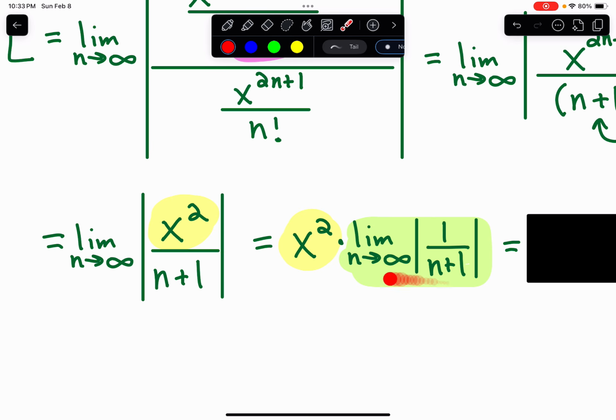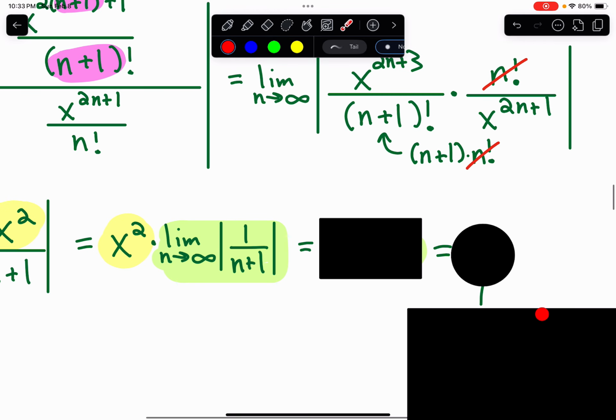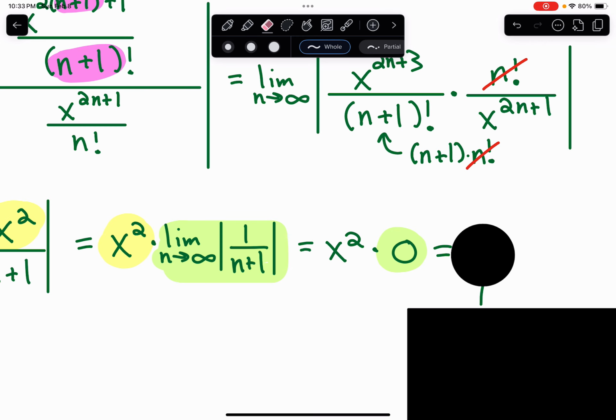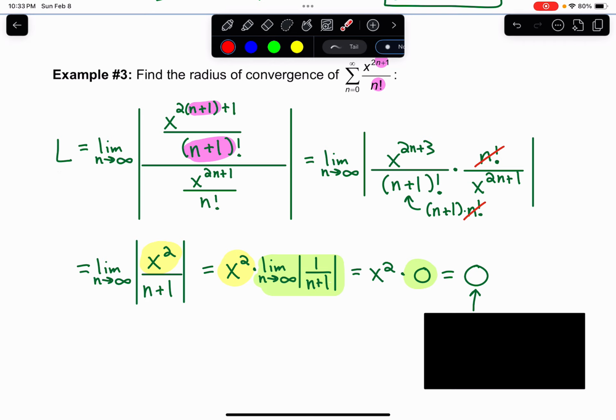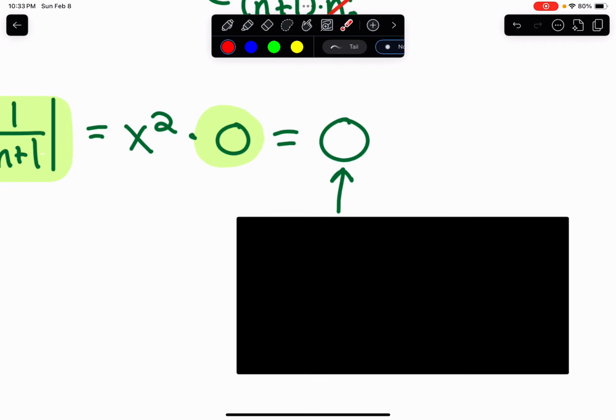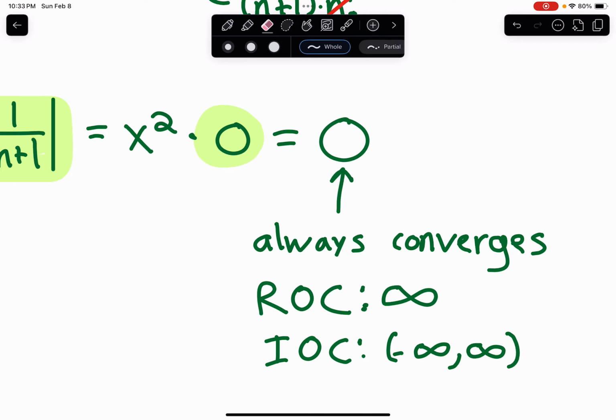Now, this limit, I think we should be able to do. That limit is just 0. Denominator keeps getting bigger, numerator does not. And so, no matter what x is, we're always going to get 0. So here's what this means. Remember, this is what L equals, and L has to be less than 1. So what this says is no matter what x you have, you're always getting 0 here. And so that means this always converges, and the radius of convergence is infinite, and the interval of convergence is -infinity to infinity.